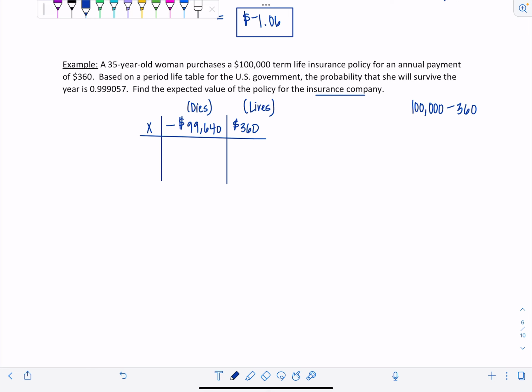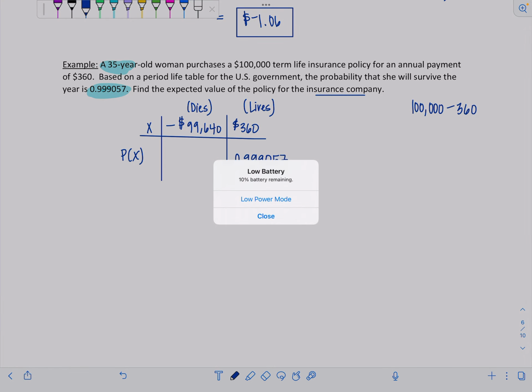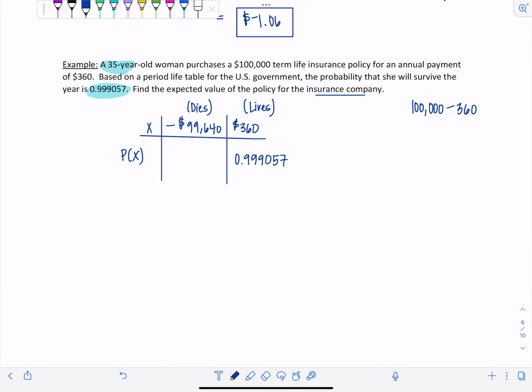All right, so those are the 2 values that X can take on from the insurance company's point of view. Now, what's the probability of each of these things happening? Well, it's been calculated for this woman that the probability that she's going to survive through the year is 0.999057. Where did that come from? There's all sorts of math that goes on behind the scenes, taking into account her age, average health, this and that. So that's not just a random figure that the insurance companies pull out of nowhere.